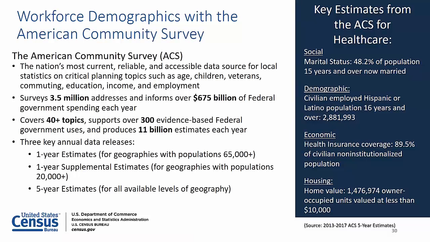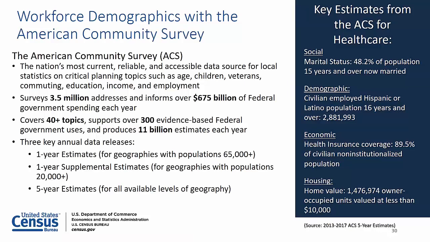The ACS is also used to distribute more than $675 billion of federal government spending each year. These estimates cover more than 40 topics and support more than 300 known federal uses and countless non-federal uses. Businesses and communities use these 11 billion estimates each year to make vital decisions, including where to locate hospitals and schools, what transportation needs exist, and what goods and services businesses should provide to customers.